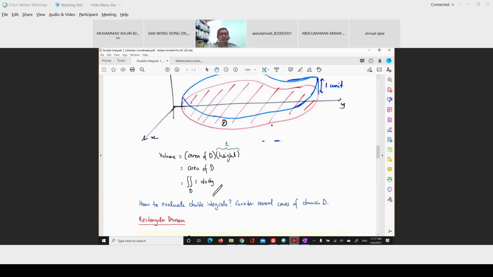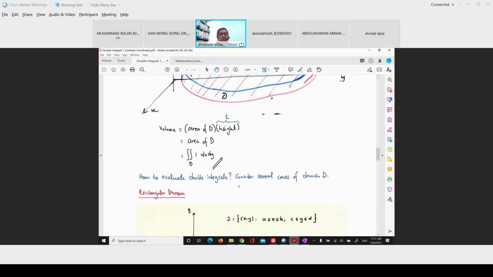So finding the area of a domain D can also use the double integral approach to calculate the area of a domain D. Okay, we will see some examples of that later. Okay, how do we evaluate double integrals?